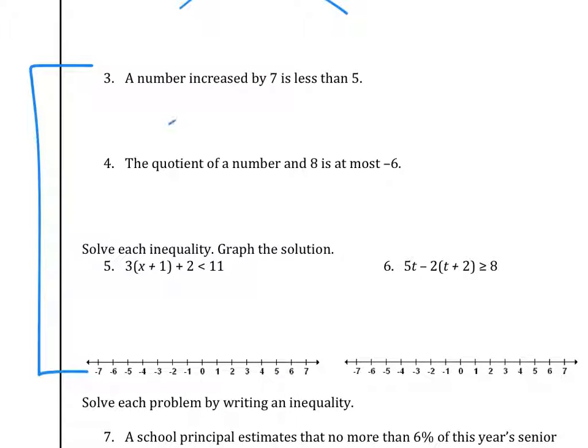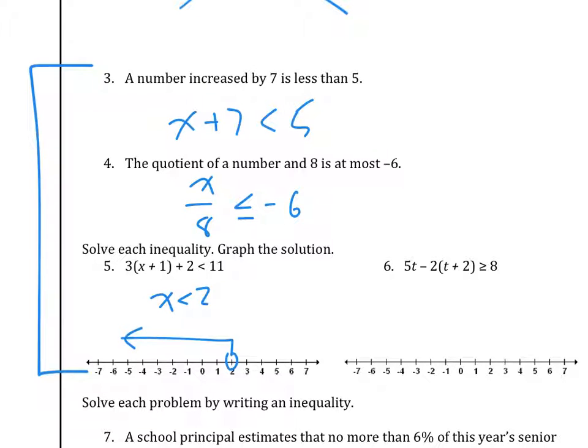Okay, number 3, x plus 7 less than 5. Number 4, x over 8 less than or equal to negative 6. Number 5 is x less than 2, so that's an open circle on 2 pointing to the left. Number 6 is t greater than or equal to 4, so that's a closed circle pointing to the right.